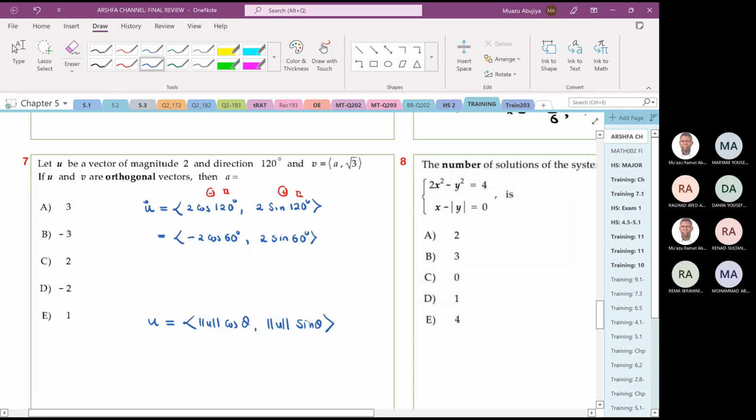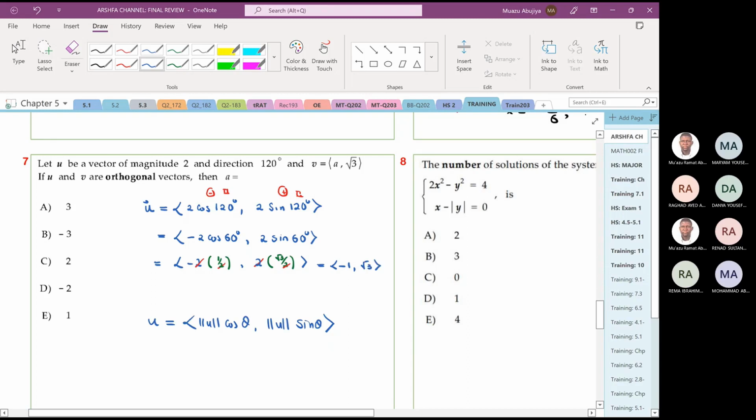Now simplify further. This will be equal to minus 2 times cosine of 60 degrees, which is 1 over 2, comma 2 times sine of 60 degrees, which is root of 3 divided by 2. Here is what we have. Simplify by cancelling. So this is going to be equal to minus 1, root of 3.